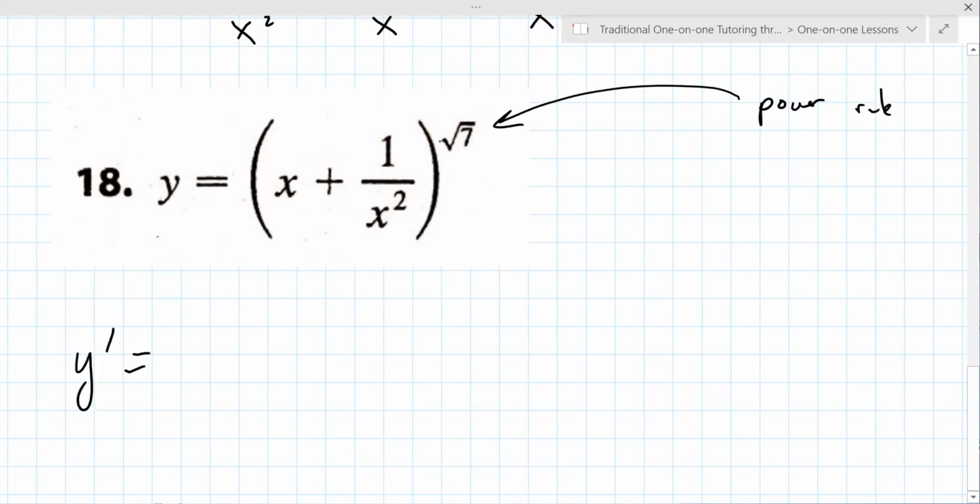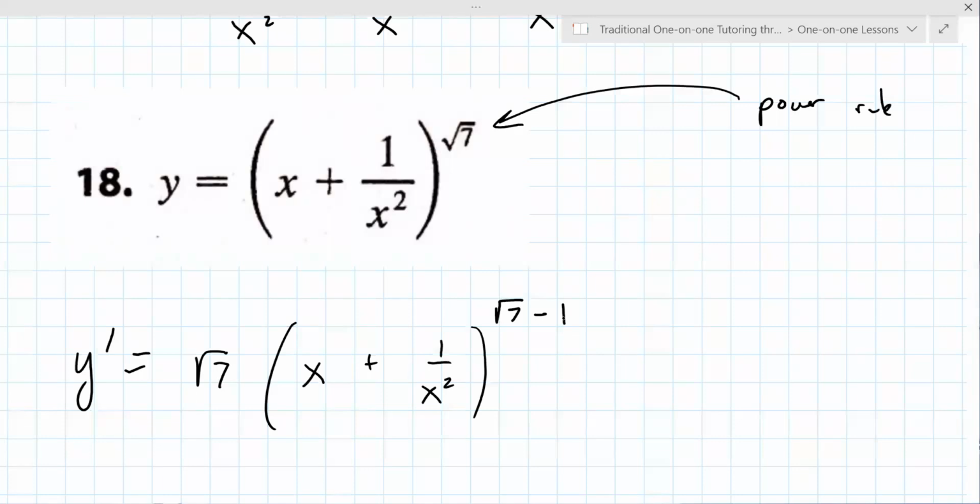So your derivative is you bring this down, and what's uncomfortable here, and I use that word intentionally, is you're used to having a number here. So it is okay to write square root of 7 minus 1 as your exponent. It looks bad, it's ugly, but that is totally okay.